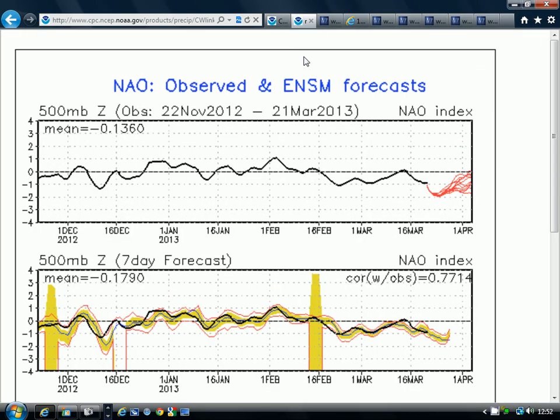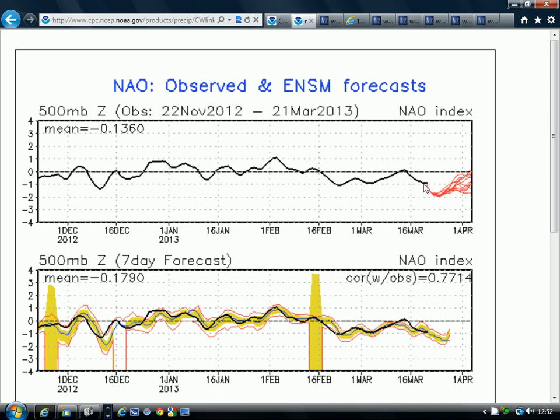And have a look at the North Atlantic Oscillation. That's the same idea as the Arctic Oscillation. It's just looking at the North Atlantic setup. Again, it's not driving the North Atlantic setup. It's an index that reflects the North Atlantic setup. And we can see we're negative with the North Atlantic Oscillation.